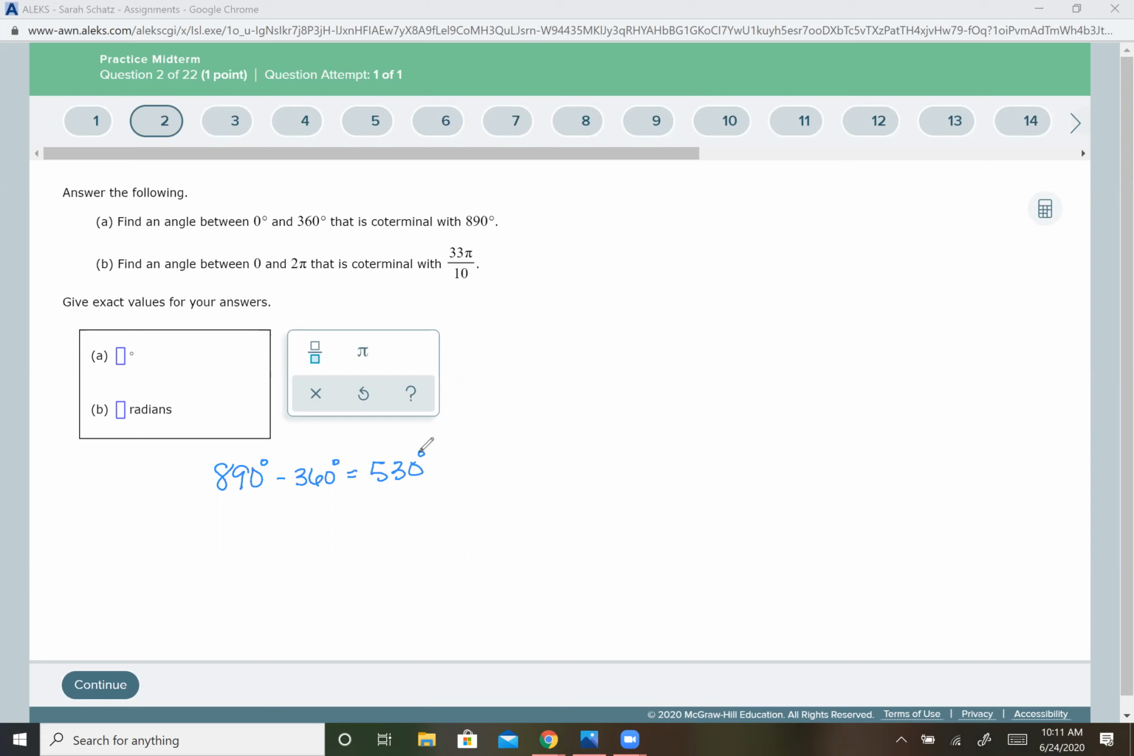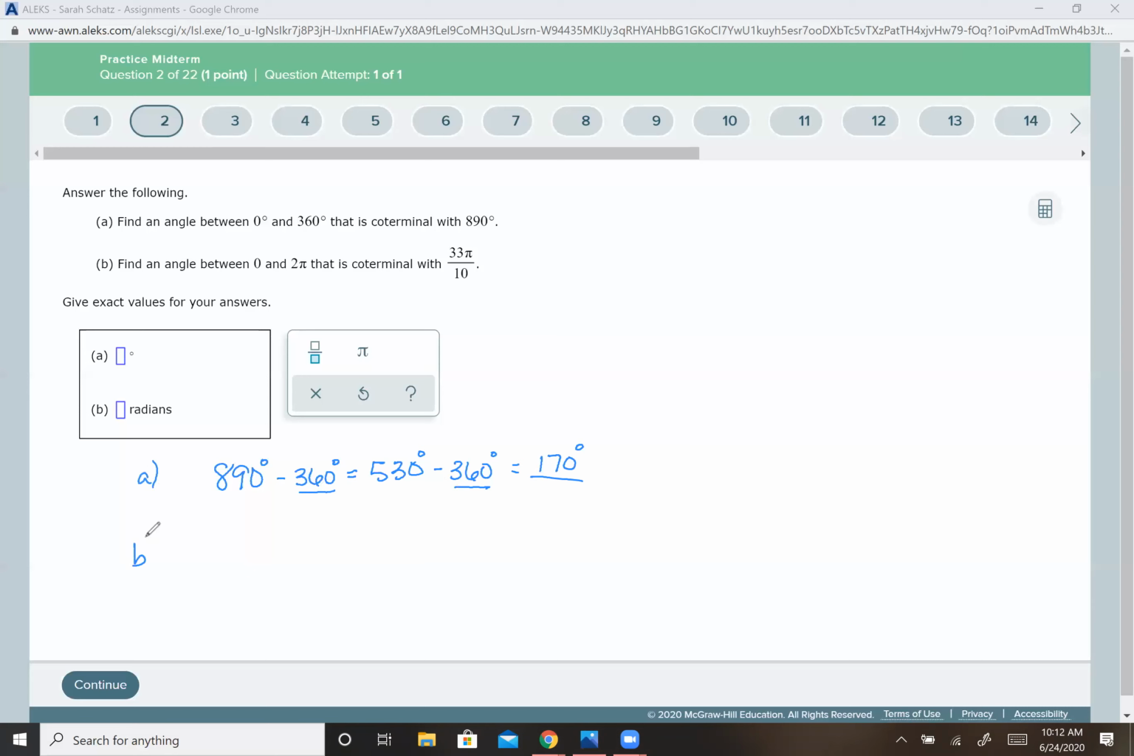Now, is this within 0 and 360? No, not yet. So I do need to subtract 360 one more time. Now 530 minus 360 is 170. And you guys, 170 is within one rotation, so it's between 0 and 360. So this is the answer I'm looking for. Notice no matter how many times you have to do it, you keep subtracting 360. We never subtract anything else but one full rotation. Now, this is part A.